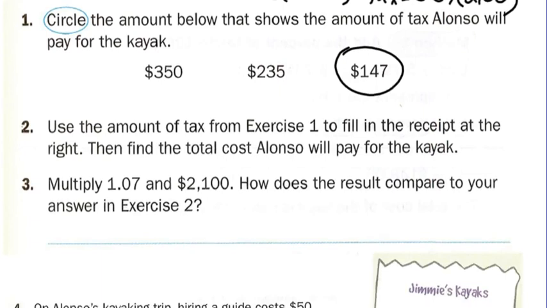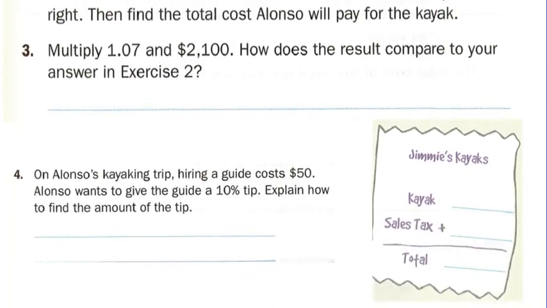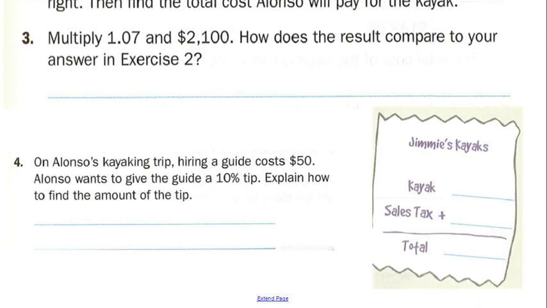All right. So we want to use the amount of tax from that first exercise to fill in the receipt at the right. We're going to then find the total cost Alonzo will pay for this kayak. So let's take a look at his receipt down here. The kayak was $2,100. In sales tax, he paid $147. Well, what's his total? This looks like just a regular old addition problem. So 7, 4, 2, and 2. Looks like he paid $2,247 for his kayak.